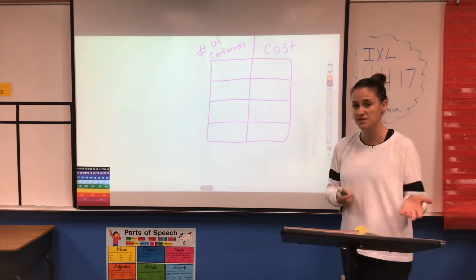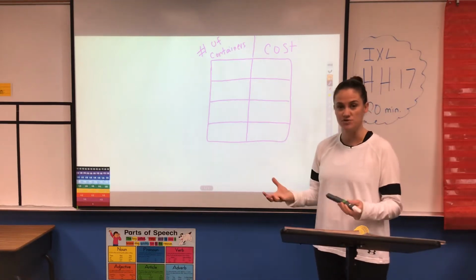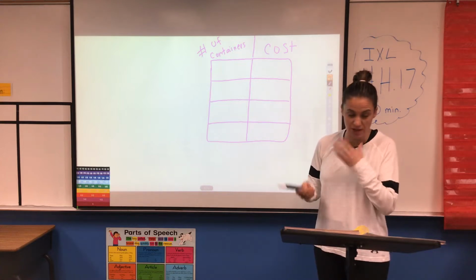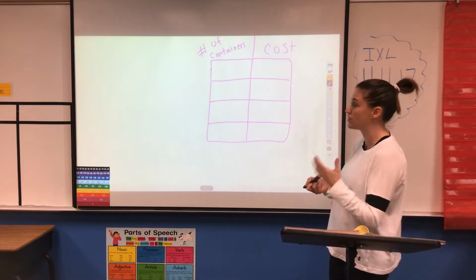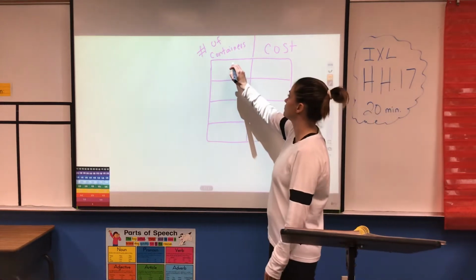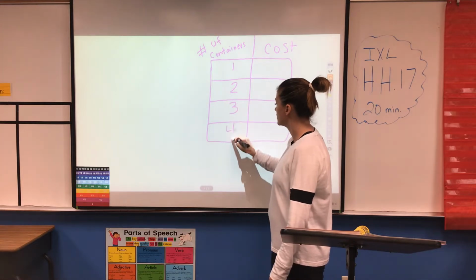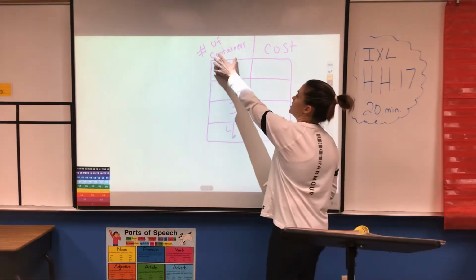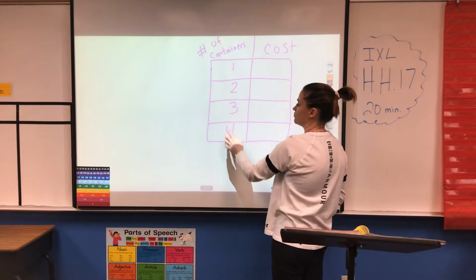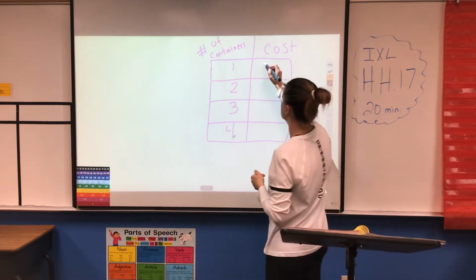Well, there's 2 ways that we can do this. We can create a table to help solve the problem, or we can multiply it. So I'm going to show you both ways on how to do this. So the problem said that they needed 4 containers. So in our input-output table, we have number of containers, 1, 2, 3, 4, and the cost per container was $8.90.